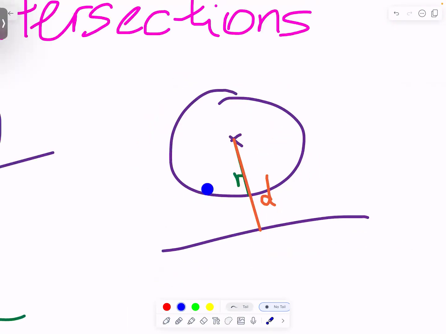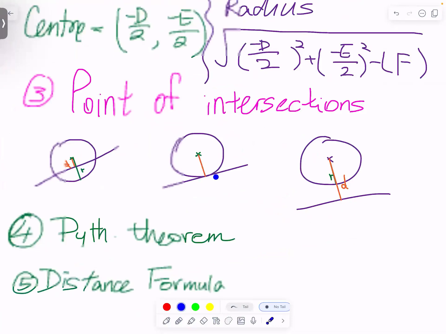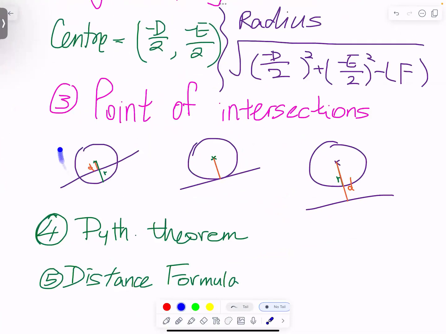Okay, so 2 solutions, 1 solution, no solution. 2 intersecting points, 1 intersecting point, no intersecting points. Just like that. Easy? No, miss, I don't get it. Yes, it's normal. So that's just one way, if you can find the distance.